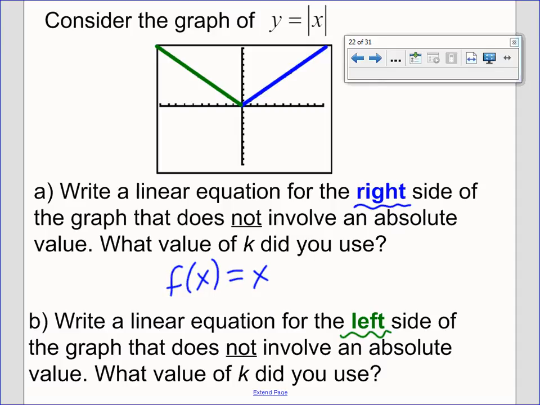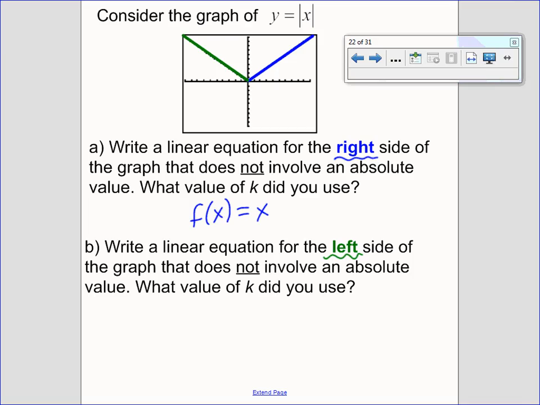In fact, we could do a transformation with this parent function, f of x equals x, in order to generate the left side. Write a linear equation for the left side of the graph that does not involve an absolute value. What k value would we have to put in front of my x term in order to create the green picture? Go ahead and tell the class when I call on you. Adam? A negative, right? A negative 1 in front of our x would create the green. So I'll go ahead and write f of x equals negative 1x. I'll just write negative x. That would produce the green portion of the graph.